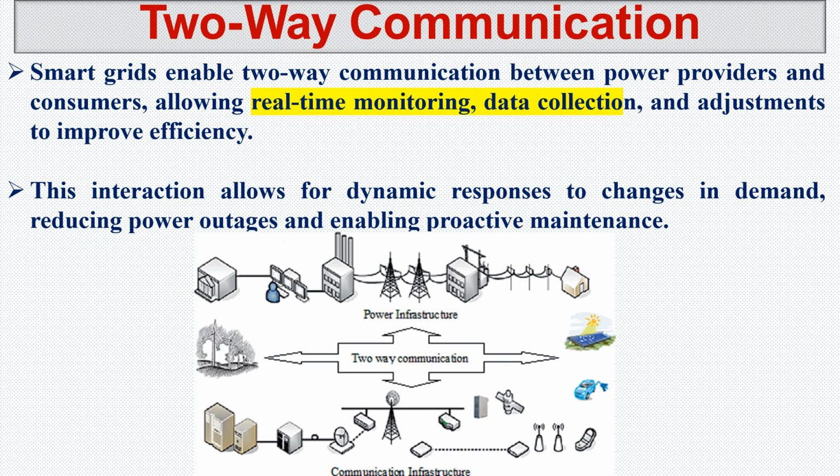Dynamic response to change in demand, because when a change in demand comes, we have to react immediately. We have to increase the power generation, or do some other strategy. With smart grids, we can respond dynamically, meaning within a second or a few seconds we can react to change in demand. That helps us maintain the frequency, because if we delay in responding to changing demand, then we will face frequency problems.